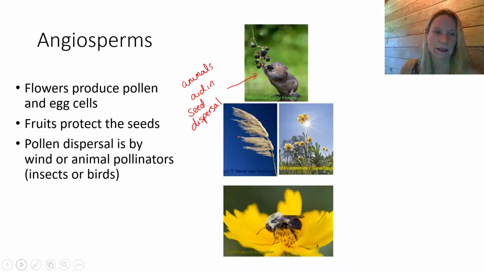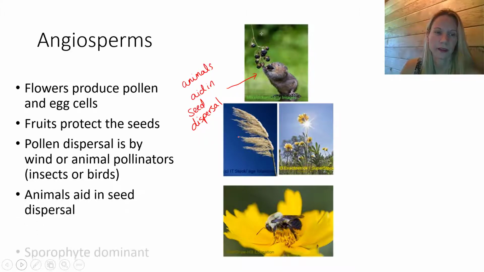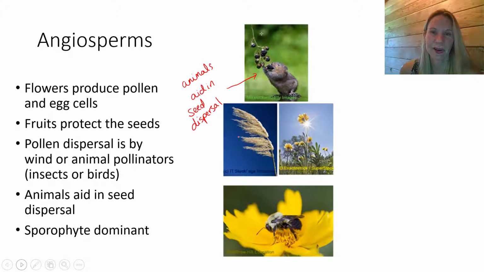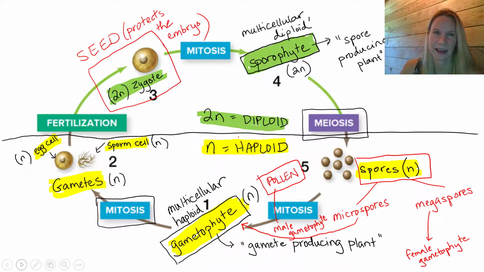Okay, so pollen dispersal is by wind or animal pollinators. And of course, angiosperms are sporophyte dominant. Okay, remember this familiar diagram. Last time we built on this diagram for the gymnosperm lecture. We talked about how the unique adaptation of gymnosperms is the production of the seed. What's the function of the seed? That's right, the seed protects the embryo.